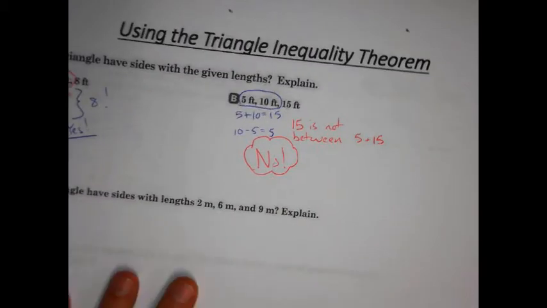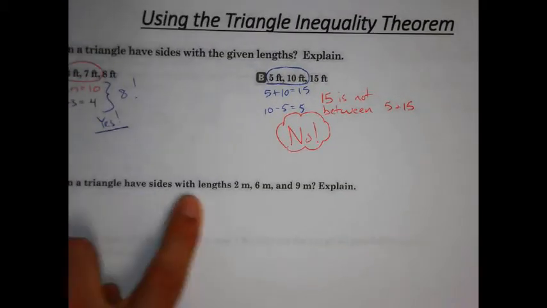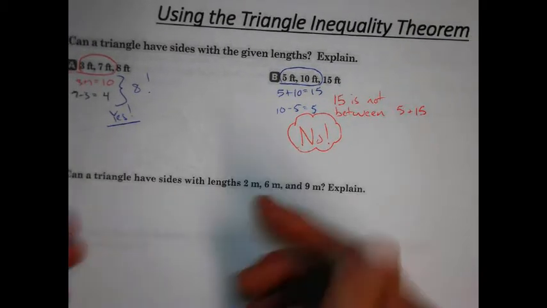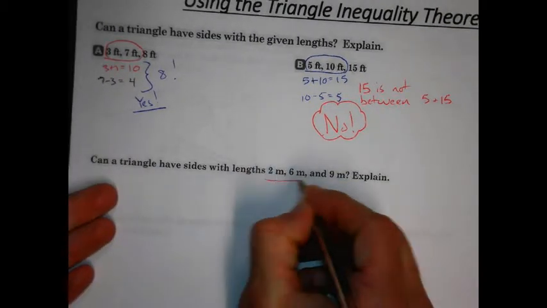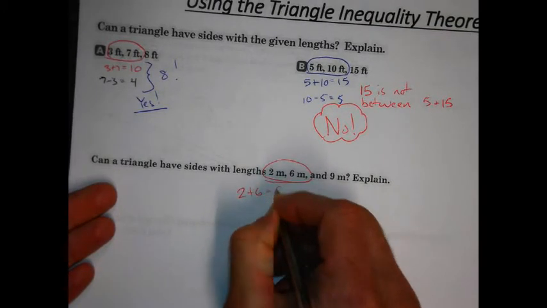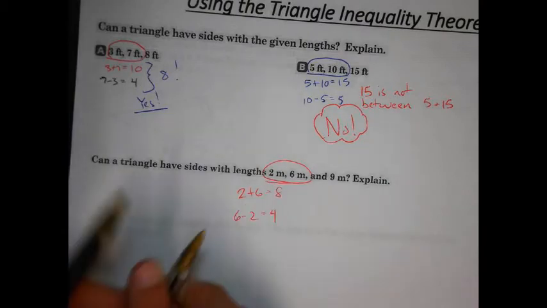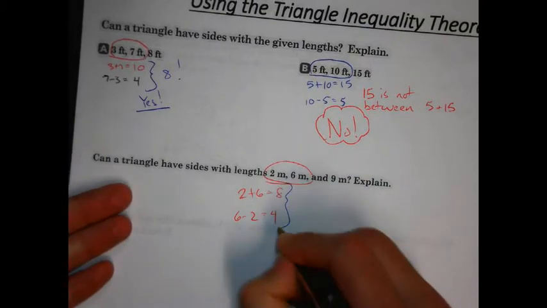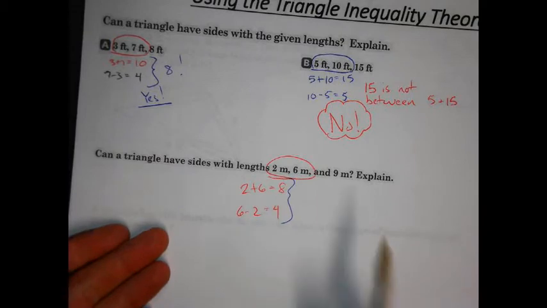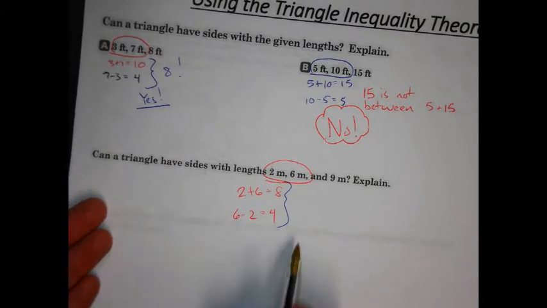Okay? Now, can a triangle have sides with lengths 2 meters, 6 meters, and 9 meters? Explain. Well, let's figure it out. Let's look at our 2 and our 6. 2 plus 6 is 8, and 6 minus 2 is 4. So the third side is going to have to be between 8 and 4. Is 9 between 8 and 4? No. So can a triangle have sides with lengths 2, 6, and 9? No.